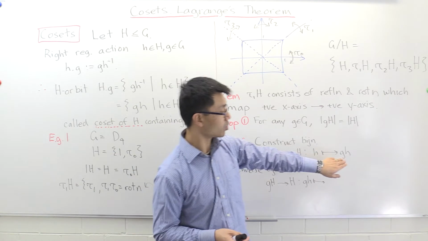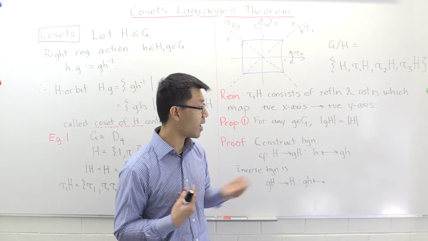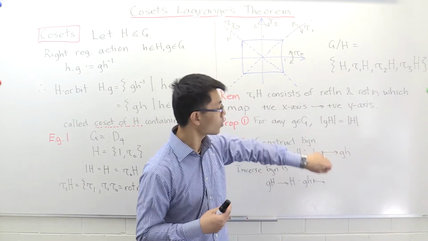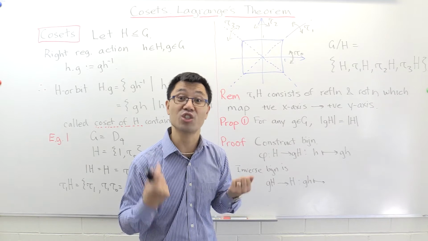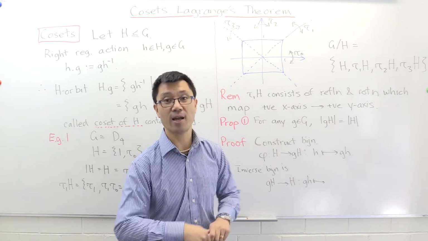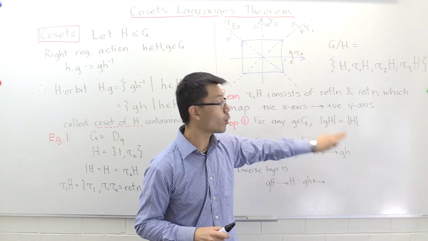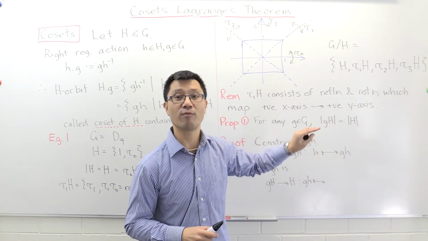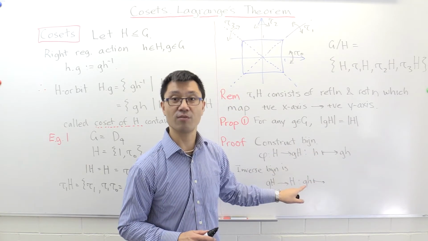Of course, what you want to do is send gh to h, and the question is, is that legitimate? How do you map gh to h? Well, I guess you want to just remove the g, but how can you be sure that you can actually do that? What does removing the g correspond to? Well, we're in a group, so you have group inverses. So I can multiply this element by g inverse on the left.